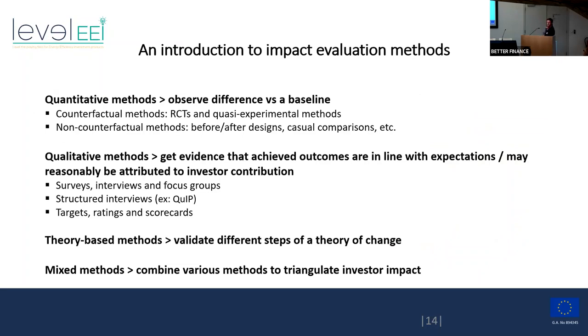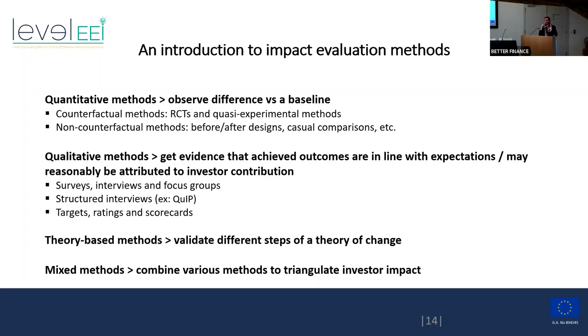Plus, there are other methods. Those are the counterfactual methods. They use a counterfactual, but if it's impossible for any reason to find your perfect counterfactual, then you can rely on other methods. There are qualitative methods that try to get evidence out of qualitative materials. And there are theory-based methods. In that case, you need data to validate the different steps of your theory of change.